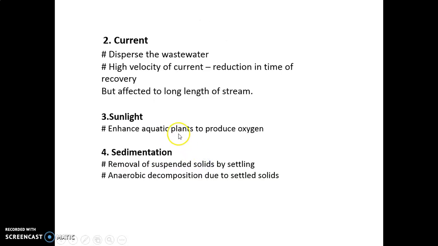Now the second factor is current. Current disperses the water, and with high velocity of current there is a reduction in time of recovery, but it affects a longer length of stream. The third is sunlight. Sunlight enables aquatic plants to produce oxygen. The fourth one is sedimentation: removal of suspended solids by settling, and anaerobic decomposition of the settled solids.